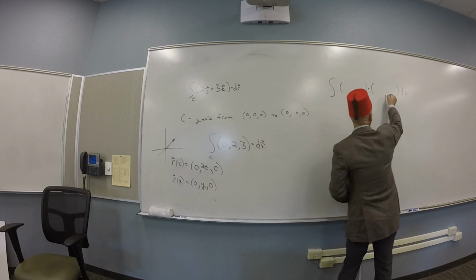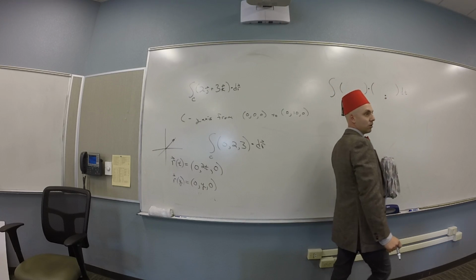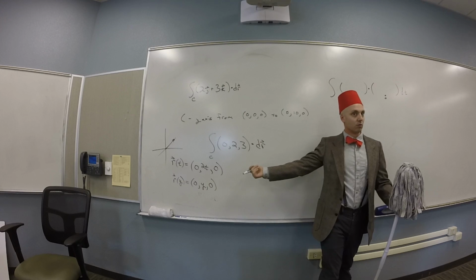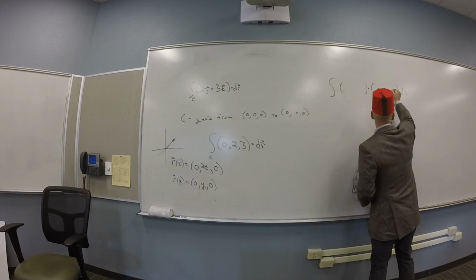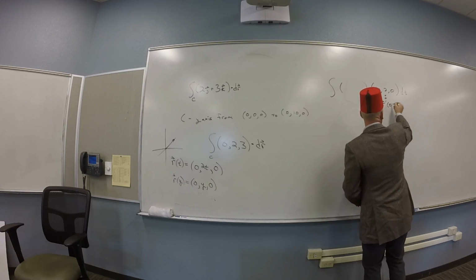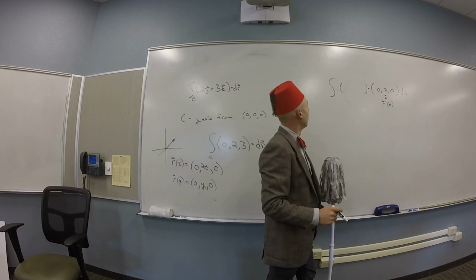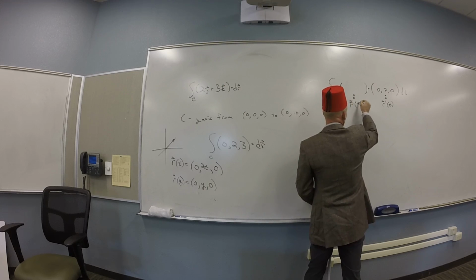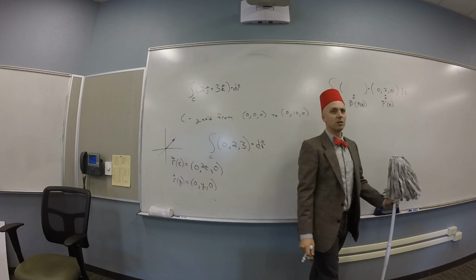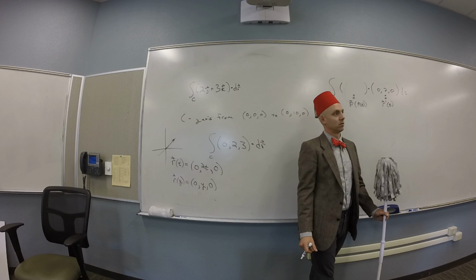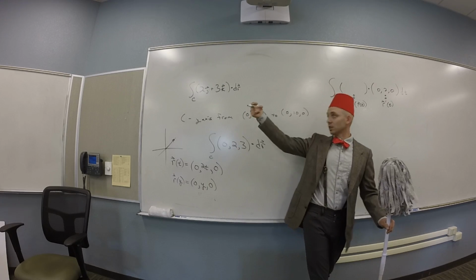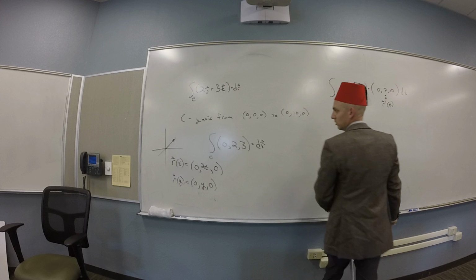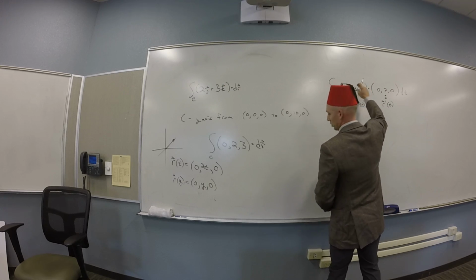All right, so this guy should be r prime, right? So what's r prime for the r I chose initially? 0, 2, 0. Okay, so that's r prime of t. What's your vector field evaluated at r? This should be F evaluated at r of t. The original vector field doesn't depend on x, y, or z, right? So you just plug in 0, 2, 3.